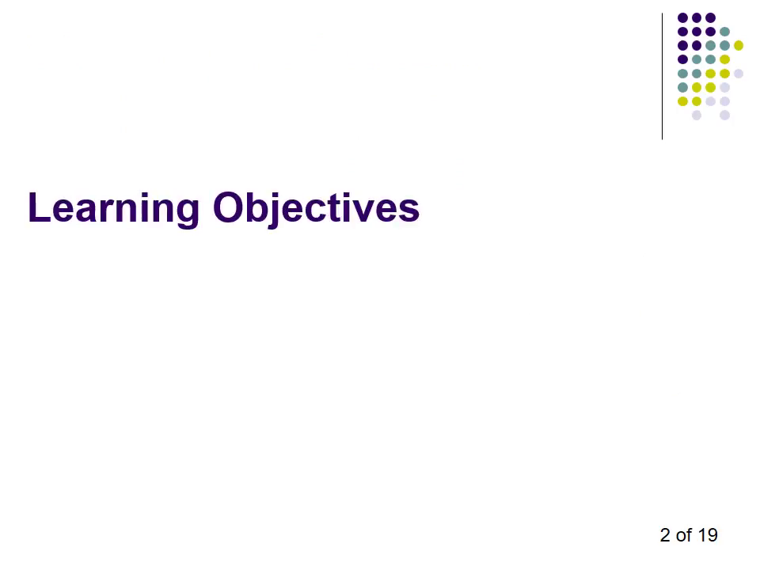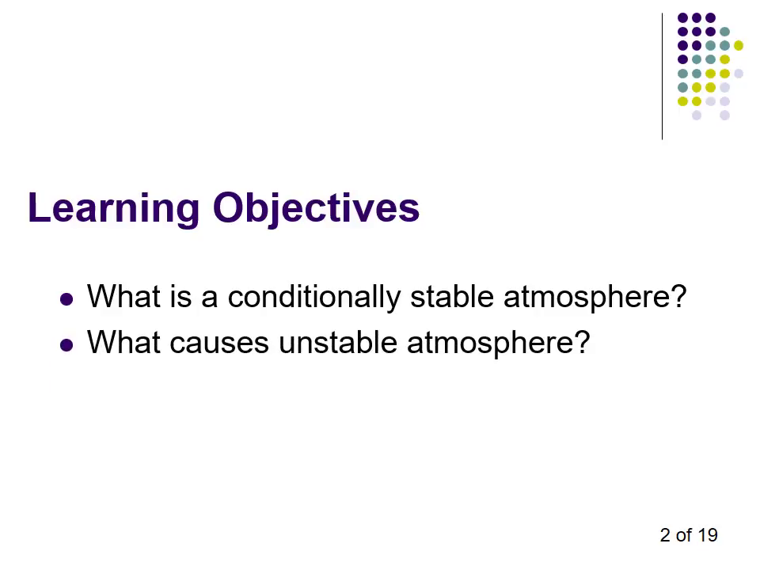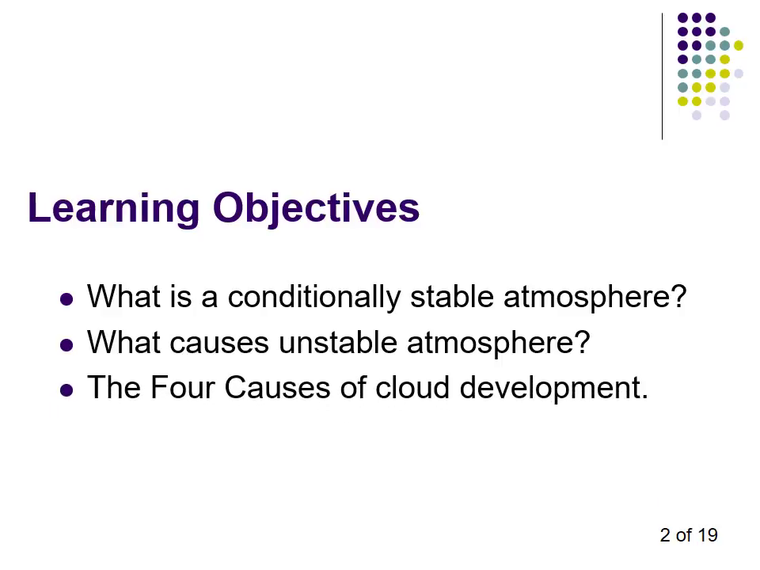All right, so what should we remember from this part of the online lecture? What you want to know: what is a conditionally stable atmosphere? What are the causes of an unstable atmosphere? And the 4 causes of cloud development.